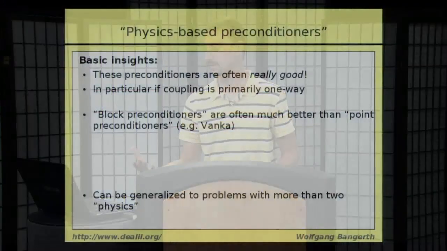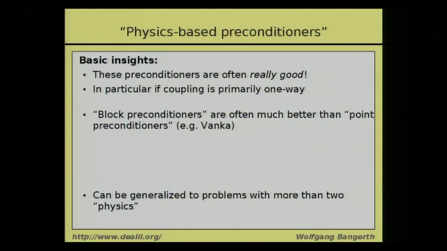So the basic insight is that these preconditioners are often really, really good. They are particularly good if the coupling is primarily one way. For example, if the temperature affects the displacement much more than the displacement affects the temperature. In that case, you should be able to get away with a very small number of outer iterations. In particular, these block preconditioners are often much, much better than point preconditioners, like the Vanka method.